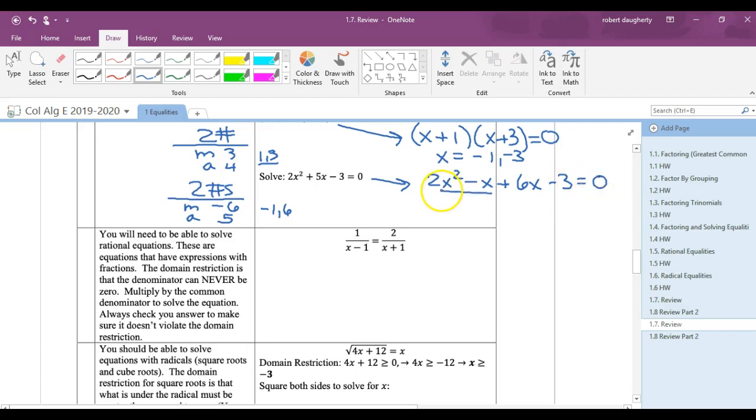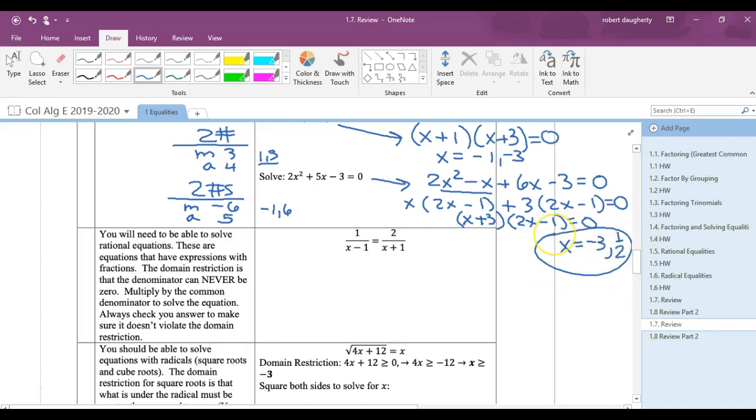Factor by grouping. x(2x minus 1) plus, and then I can factor out a 3, (2x minus 1) equals 0. So (x plus 3)(2x minus 1) equals 0. Therefore, x is equal to -3 or 1/2. Those are my two solutions. x equals -3 or 1/2.